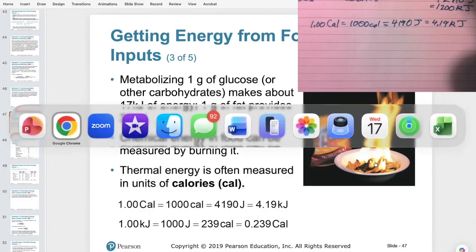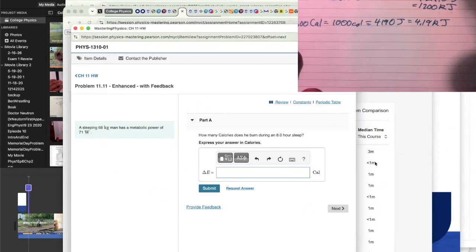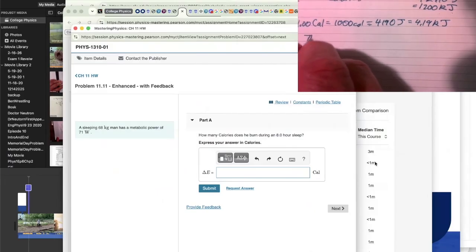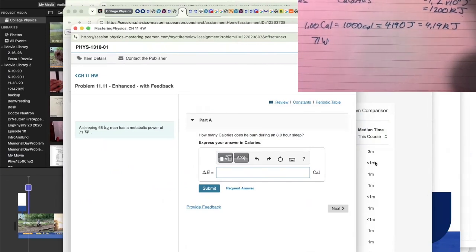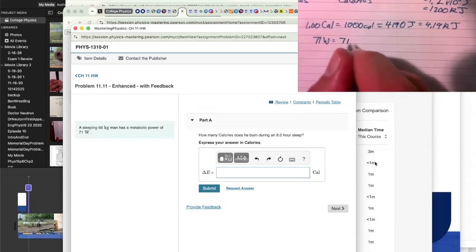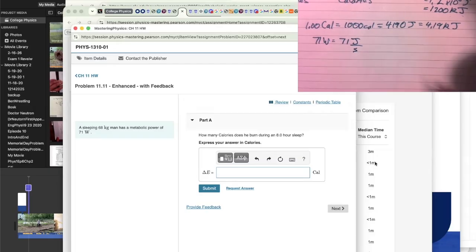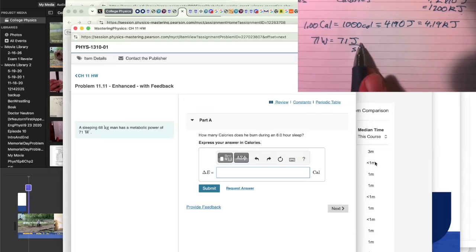All right, let's go back to the problem. The problem says, how many calories do you burn during 8 hours of sleep? He has a metabolic power of 71 watts. That means that every second he's burning 71 joules per second. That's just to keep you alive, like life support, your brain and dream mode. So the question is, how many calories did he burn in 8 hours of sleep?